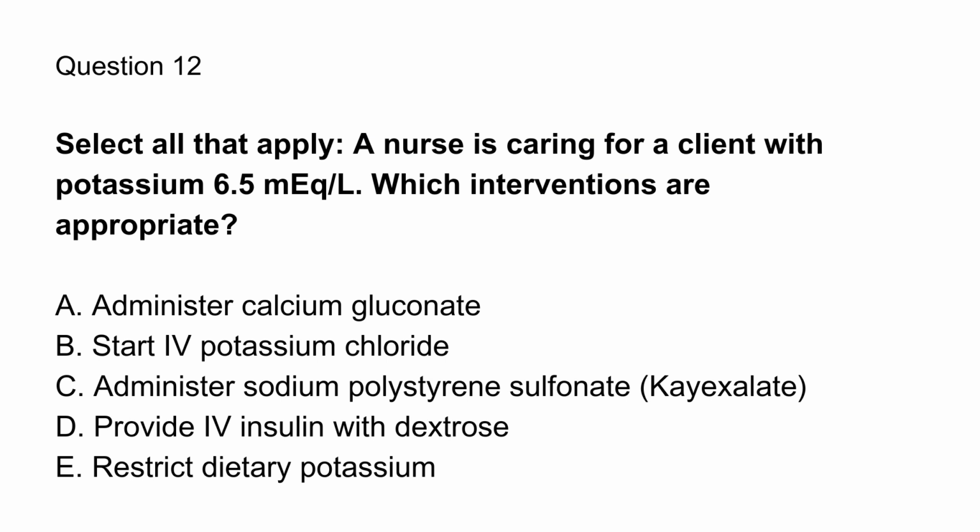12. Select all that apply. A nurse is caring for a client with potassium 6.5 mEq/L. Which interventions are appropriate? A. Administer calcium gluconate. B. Start IV potassium chloride. C. Administer sodium polystyrene sulfonate, Kayexalate. D. Provide IV insulin with dextrose. E. Restrict dietary potassium.